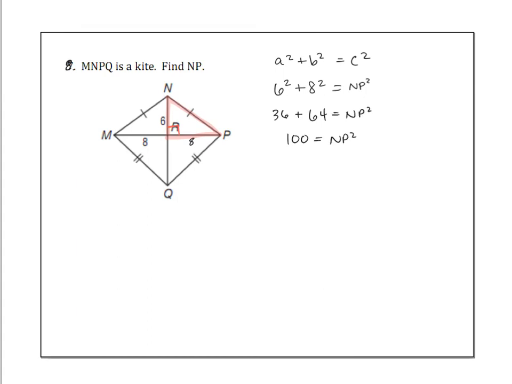And then what we do to get rid of that squared, because we don't want NP squared, we would just want regular NP, is we do this thing called the square root. And it cancels out the square. So you're left with just plain NP. And the square root of 100, technically it's plus or minus 10, but since we're talking about the distance on the side of a kite, it's not going to be negative, so we only need the positive.